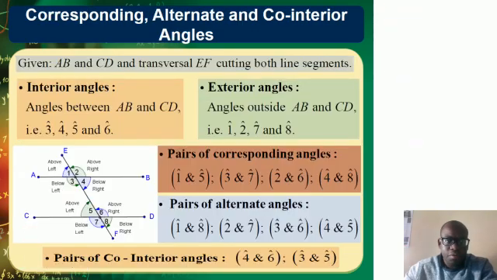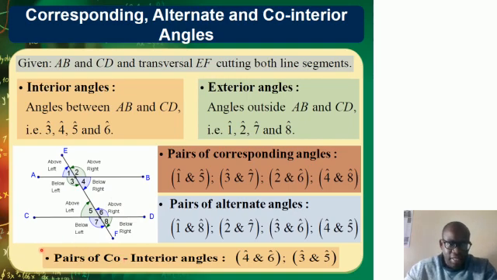Let us look at the slide. Now I'm going to show you some angles on how to identify them. How do you identify the interior angles, the exterior angles, and possible pairs of corresponding, alternate and co-interior angles? I'm going to give you line AB and line CD and a transversal line EF. Where is line AB? Here. Line CD and a transversal line EF. What can you see and what can you conclude?